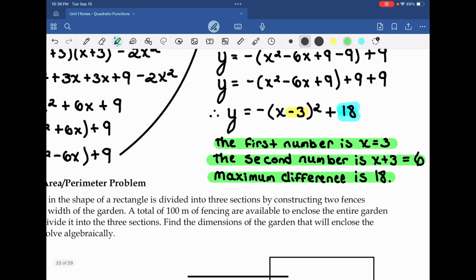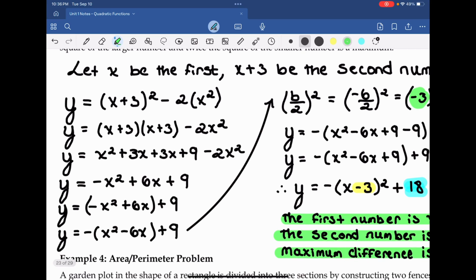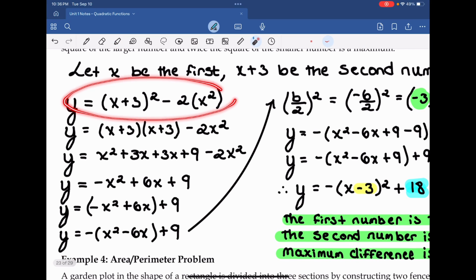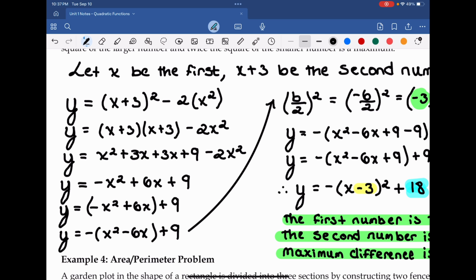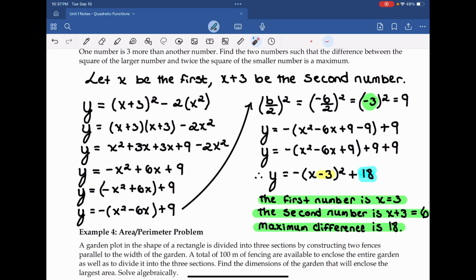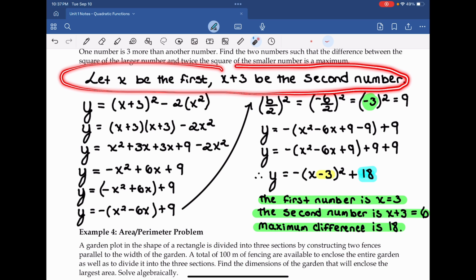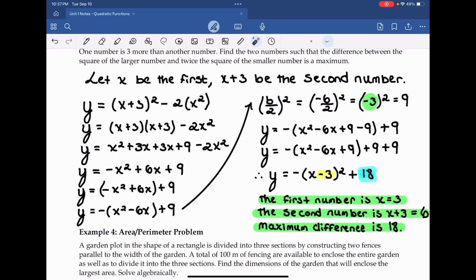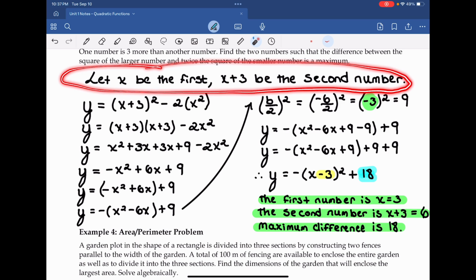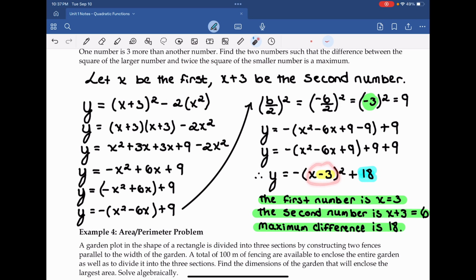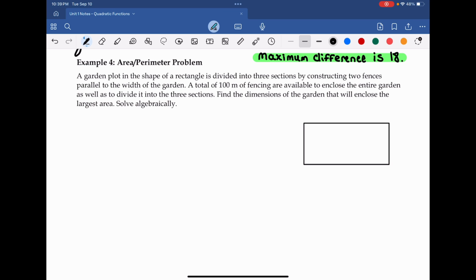Now, if you want to algebraically prove this, all you would do is plug in the 3 and the 6 back into this original equation, and you would simply get that y is equal to 18, or that the maximum difference was 18. Now, something to be aware of, please be very clear with your two numbers in terms of their generic form. Define them in the original statement, because this made it really easy to connect them to the answer at the end. If I have an x, it's the first number. If I have an x plus 3, that is the second number, and it kept it really easy for us. All right, so now we're going to go into the area and perimeter problems.